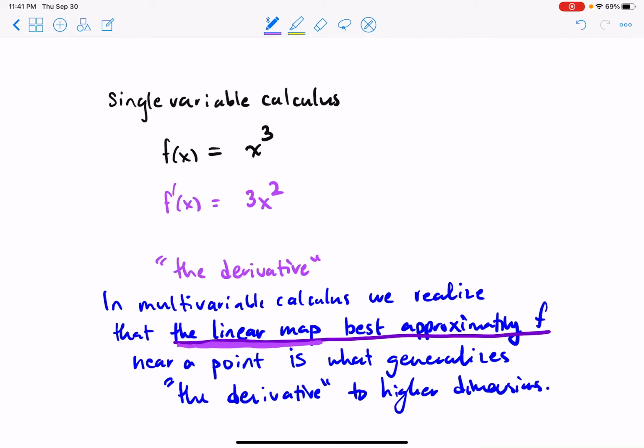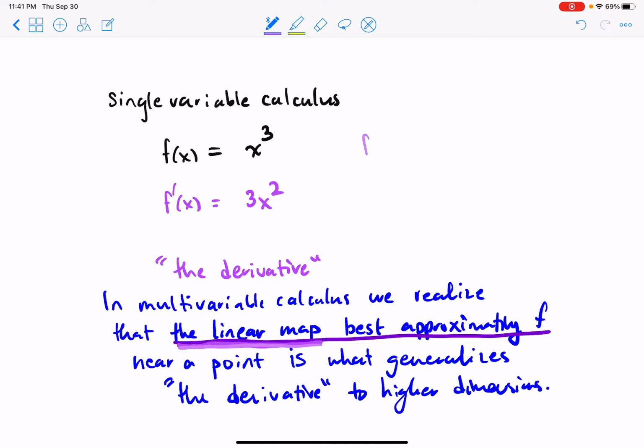Okay, hello everybody. So you'll remember in single variable calculus, we'd write things like f of x equals x to the third. Then we'd say the derivative is 3x squared. But this doesn't look linear, and in multivariable calculus we realize that the thing to call the derivative is the linear map. It's the linear map that best approximates our original map near a point. And so we're going to have to choose a point.